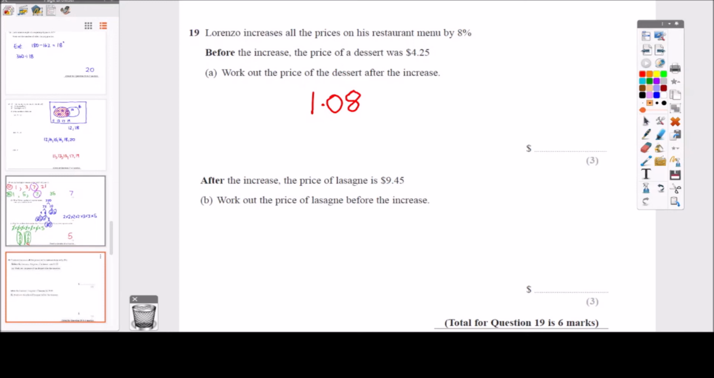Now, because we are going from the price of the dessert before the increase to afterwards, if you think about 3 columns, we have a before column, the change column, the increase or decrease, and the after column. Because for part A, we're going from before to after, you multiply by the percentage multiplier. So for 19 part A, we'll take $4.25 and multiply that by the multiplier of 1.08. So 4.25 multiplied by 1.08 equals $4.59.